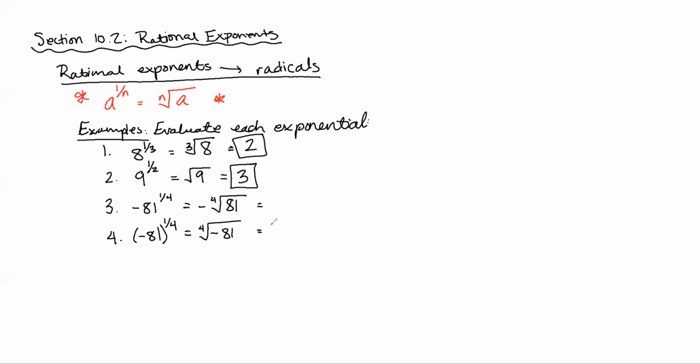So what is the difference in the solution here? Well, in number 3, we can take the 4th root of 81. A number that multiplies 4 times and gives us 81 is 3. 3 times 3 times 3 times 3 is 81. And then that negative is just going to come along and go out in front of the 3.